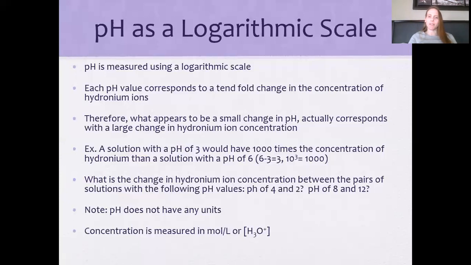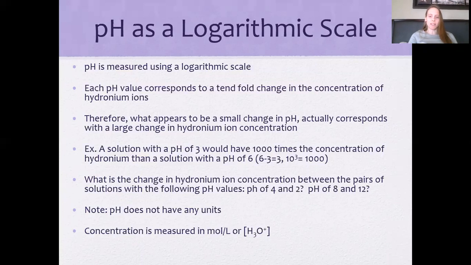pH is a logarithmic scale, which means that each pH value corresponds to a 10 times change in the concentration of hydronium ions. So something that looks like a relatively small change on the pH scale is actually a really large change in the concentration of hydronium ions. So for example, if you compare, say, a solution with a pH of 3 compared to a pH of 6, that's a 1,000 time difference in the concentration of hydronium ions. So yeah, just keep that in mind.